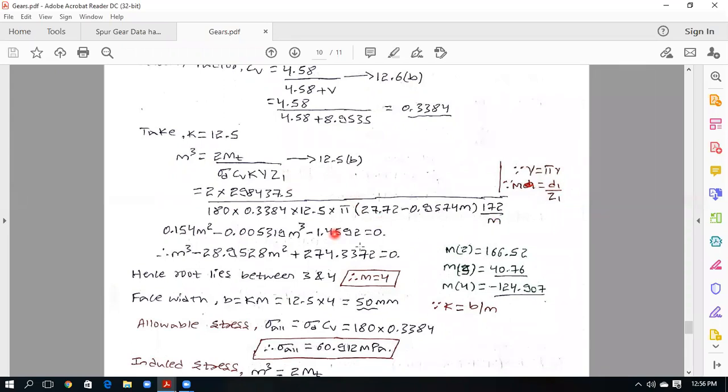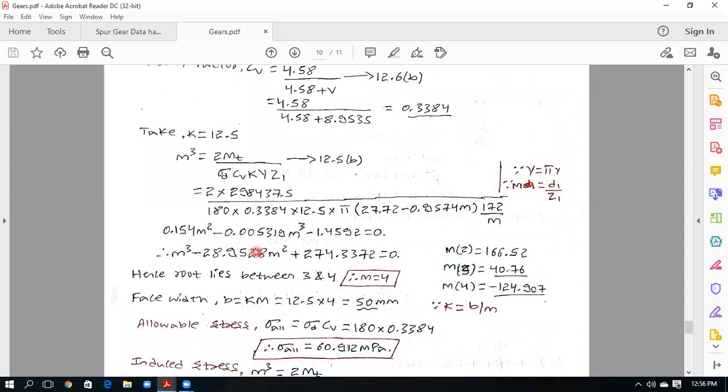After solving this, you will get a cubic equation. Try to solve this cubic equation using the calculator. After calculating that, you will get somewhere around 3.67, which is in between 3 and 4. You can take the greater value, that is 4. That is one method.